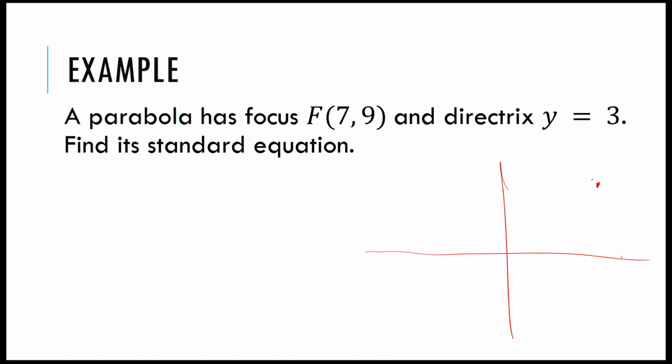Okay. It does not give us where the vertex is. That means we can obtain two parabolas, okay, or actually, let's first draw the directrix. The directrix is y equals 3. Y equals 3 is a horizontal line, right? Okay. Here, 1, 2, 3. That is y equals 3.